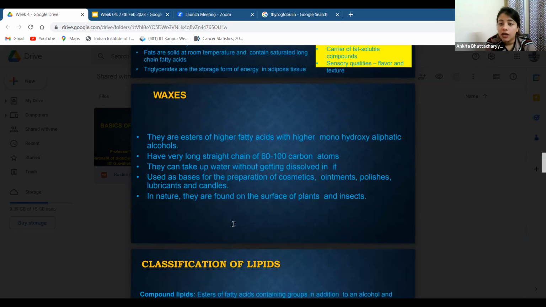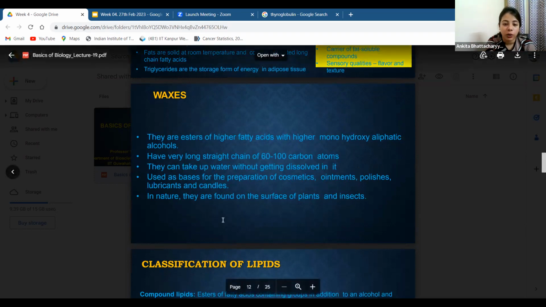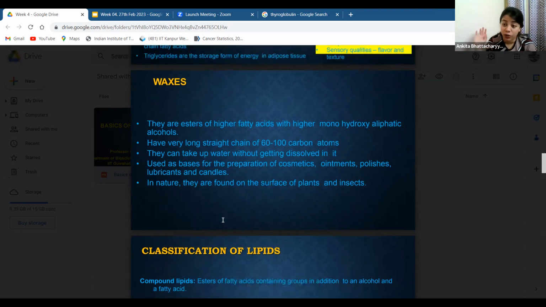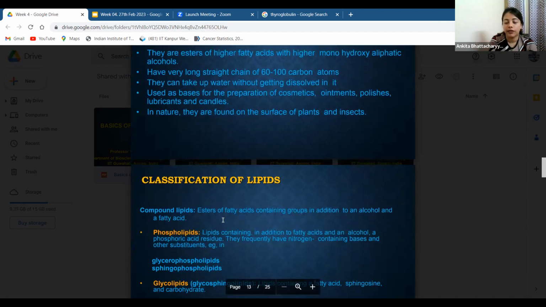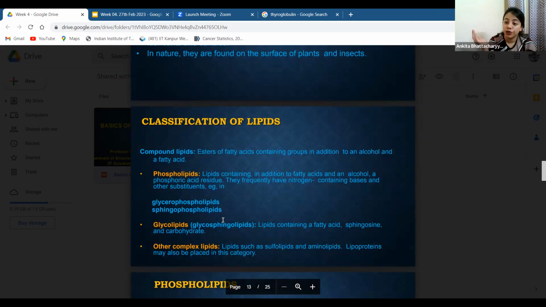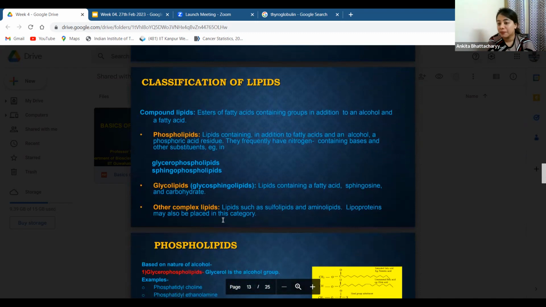Then coming to waxes. They are esters of higher fatty acids with higher monohydroxy aliphatic alcohols. They are long, straight chains of 60 to 100 carbon atoms. So they're very long chain carbons. As you know, they're involved in cosmetics, candles, polishes, etc. And they form the outermost layer for many organisms. Like it's a defensive strategy for many insects, many plants, that they have a waxy cuticle or waxy coating at the top of their body. And like we know, for plants, to reduce the water loss by transpiration, there is often a waxy cuticle that's present. Those were the simple lipids.